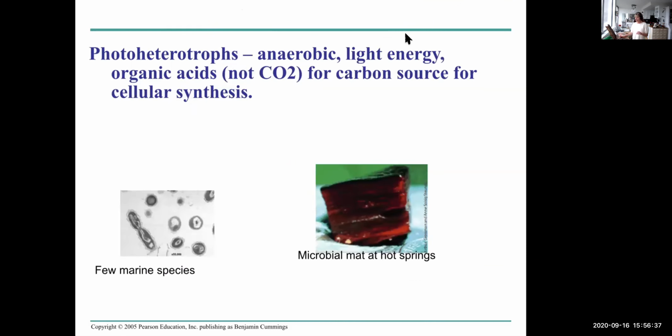Photoheterotrophs are somewhat rare. You don't tend to find them too much. They are organisms that get energy from light, but ingest nutrients from other things. There are very few marine species. These tend to live in very hot places. This is a microbial mat at a hot spring.